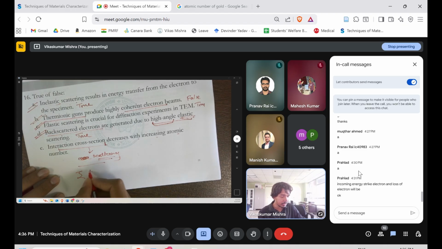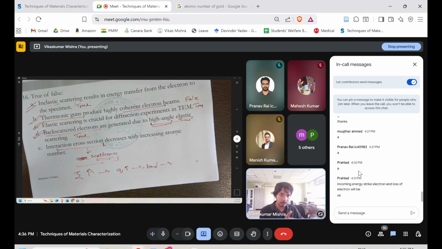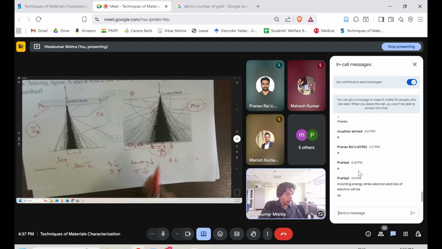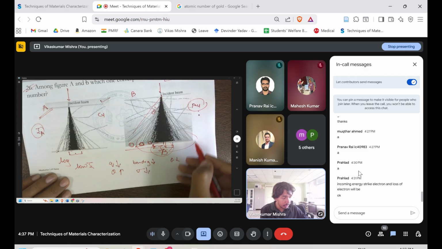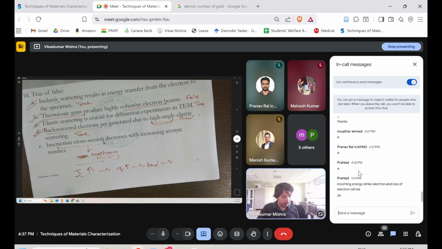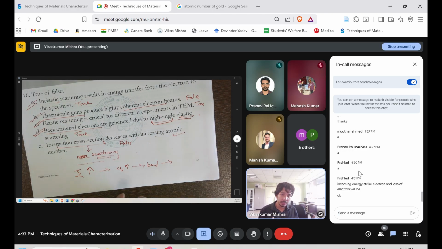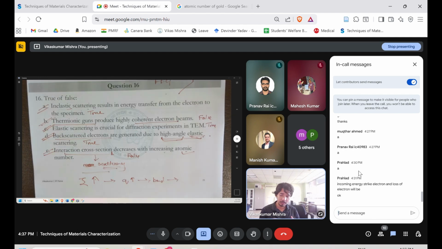Atomic number, that is Z. If Z is increasing, the charge will increase, so it will be scattered more. We just saw in a previous question that here Z is more, copper has a higher atomic number, and the interaction is more compared to the low Z. So the answer here is false. The more the atomic number, the more the scattering, the more the interaction cross-section. Okay, so the answer is false. In this entire part, if any doubt, please let me know.